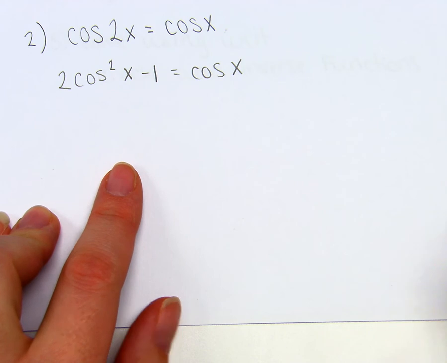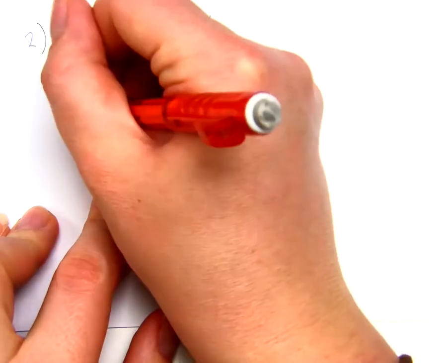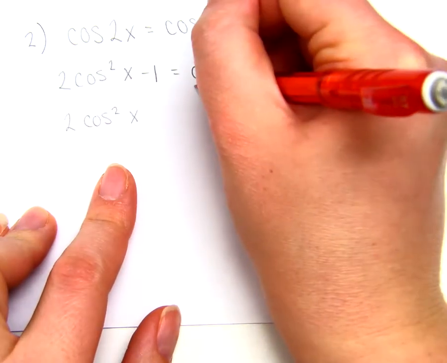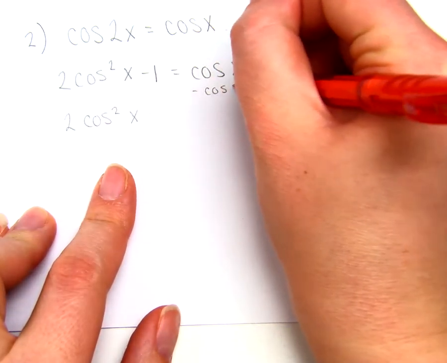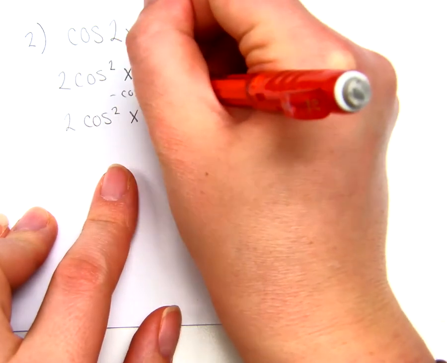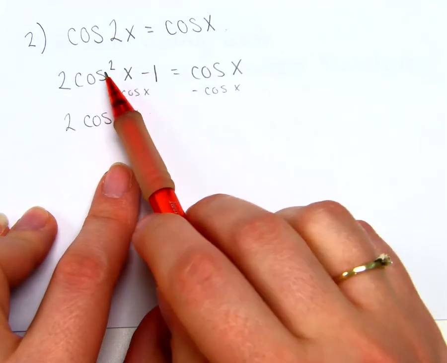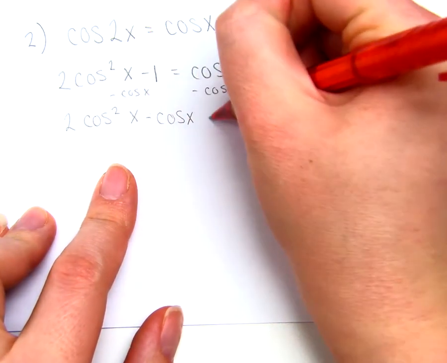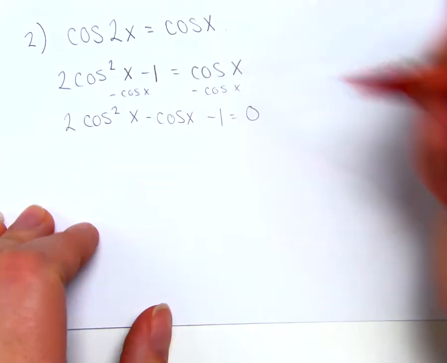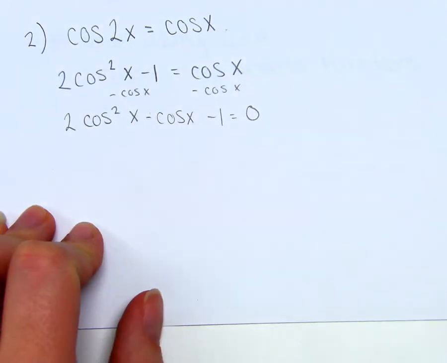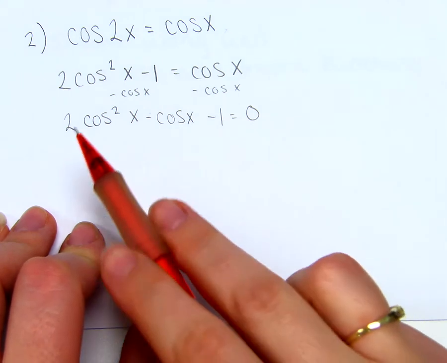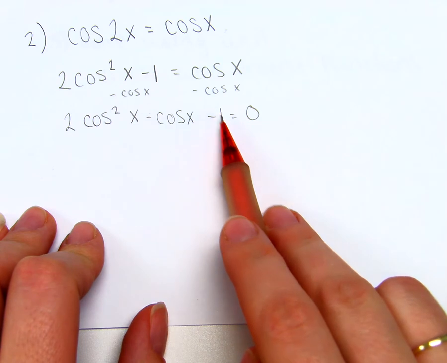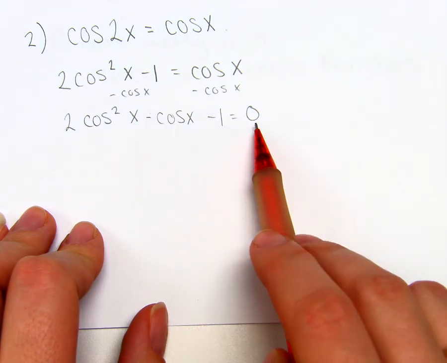So I want to get everything set equal to 0. So 2 cosine squared x, I'd have to move my cosine x over to the other side. And they would not combine because that's a cosine squared and that's a cosine. So I have 2 cosine squared x minus cosine x minus 1 equals 0. This is a quadratic trig function. Fun, right?